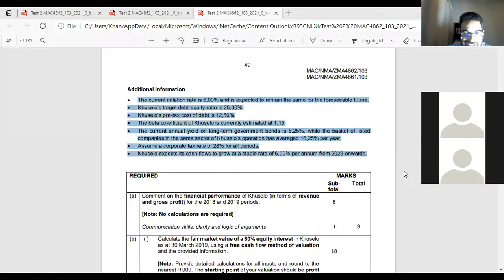Okay. Ryan? I don't know. I'm just seeing the beta coefficient. What does that tell you? That looks more like when we do the WACC calculation, the cost of capital. Like I said, I'm not sure, but that's where I can pick it up. It was also part of it, with the long-term government bonds at 6.25%. So when we use that, where in the WACC do we use that? Do you remember? I know we use it in the calculation. I just can't remember where.